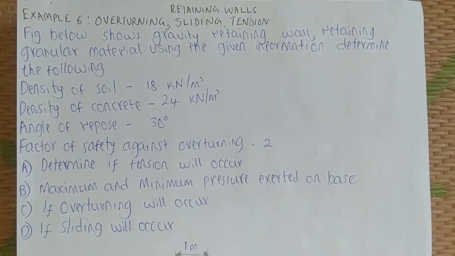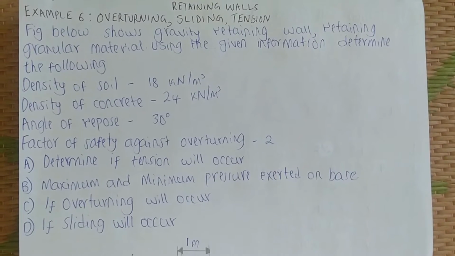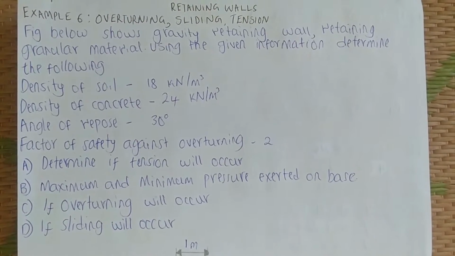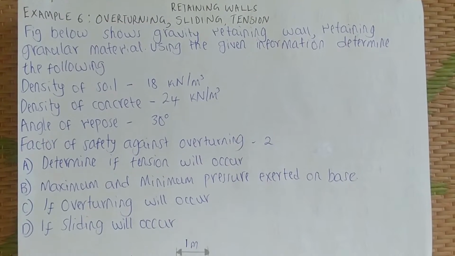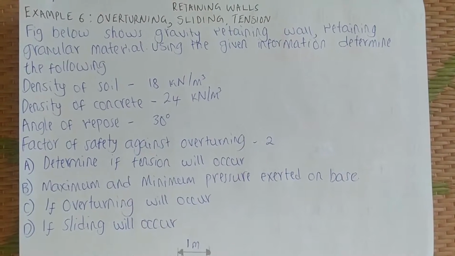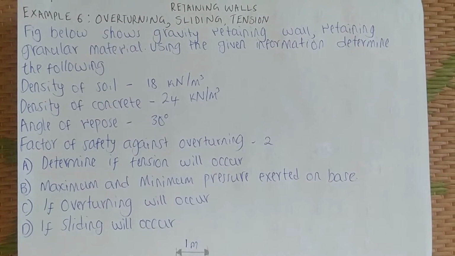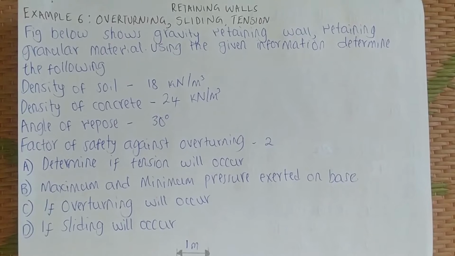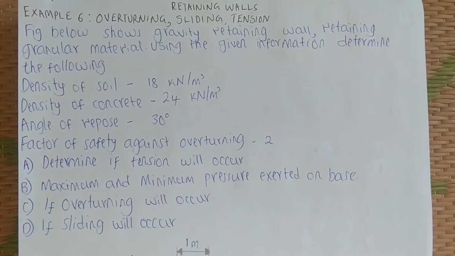In the previous tutorial, we looked at example 5, and in today's example, we shall look at example 6. We shall look at overturning, sliding, and whether tension will occur. So let's get started. The figure below shows a gravity retaining wall retaining granular material.